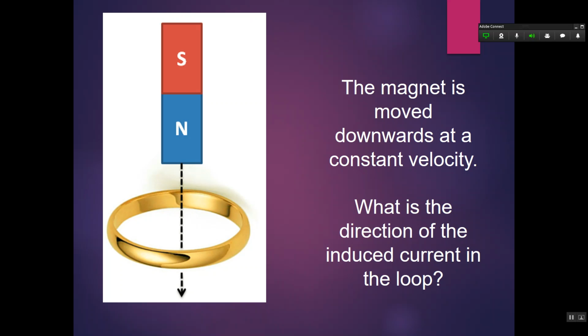Who has an answer for me? An explanation. Magnetic field going down, because as it goes down, more lines are going through, so the flux is increasing on it. And so it'll want to counter that, so the induced field will go up and the current will go that way.